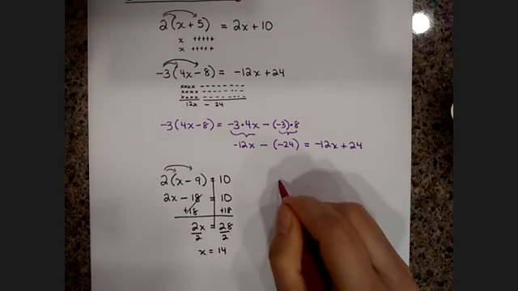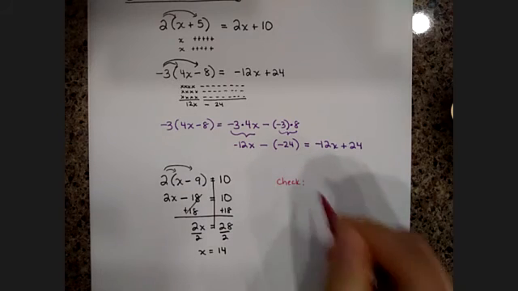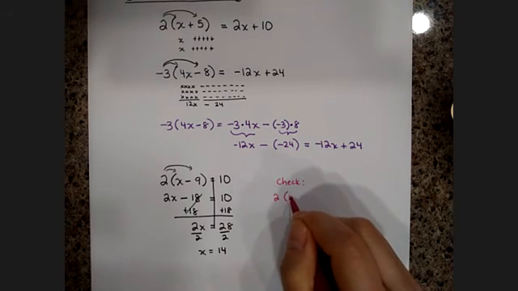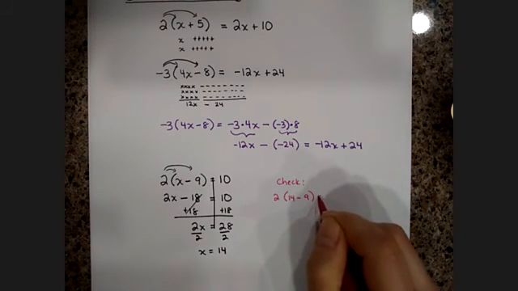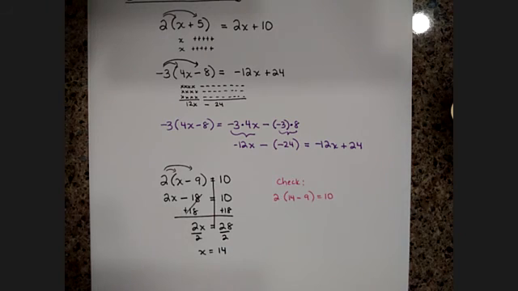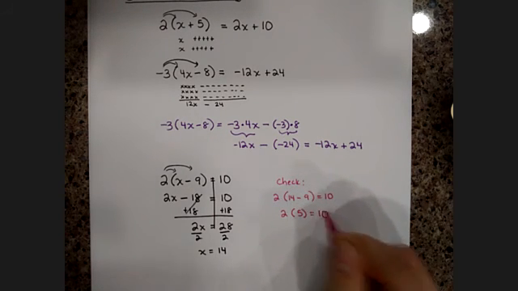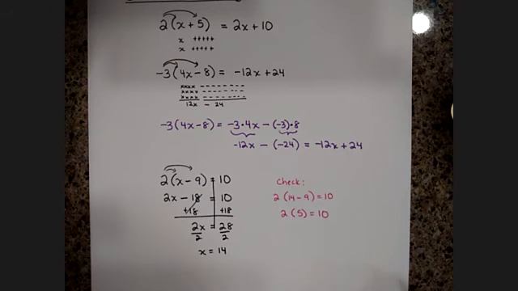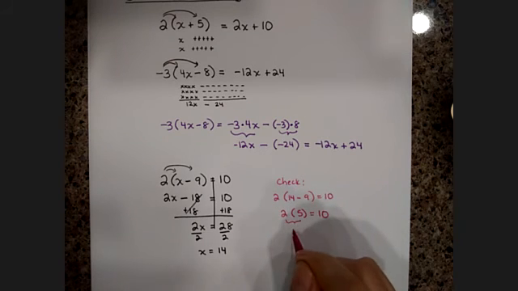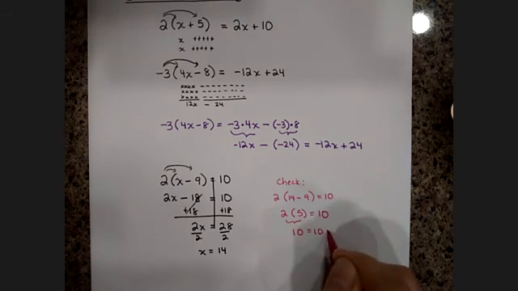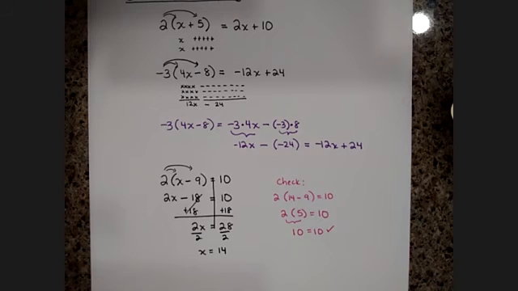Once again, just so you can see, let's check this answer. I'm going to go back to the original problem, always the original problem. Order of operations says I have to do what's in parentheses first. Those are now multiplying. And bingo, I've got it.